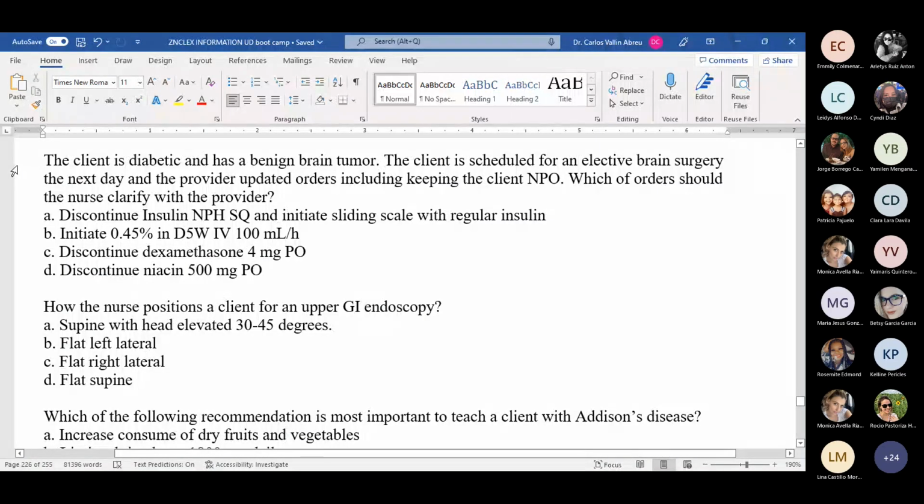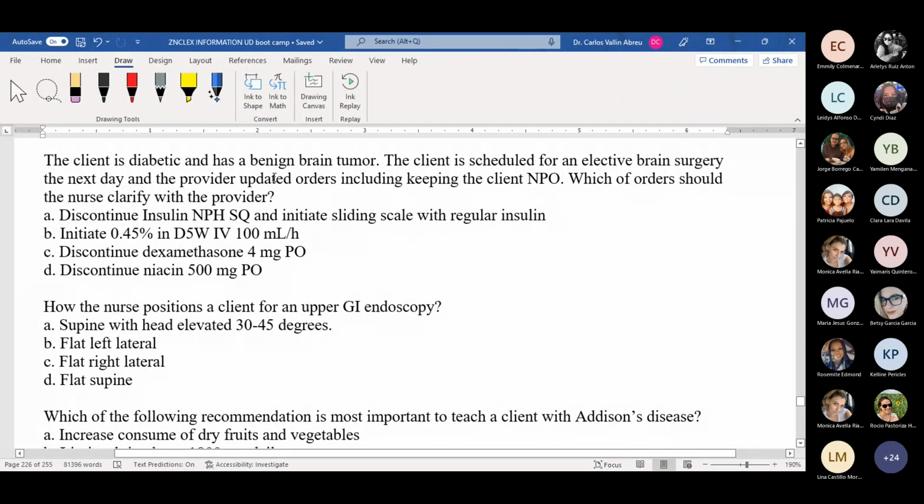The client is diabetic and has a benign brain tumor. The client is scheduled for an elective brain surgery the next day, and the provider updated the orders, including keeping the client nothing per mouth. Which of the orders should the nurse clarify with the provider?